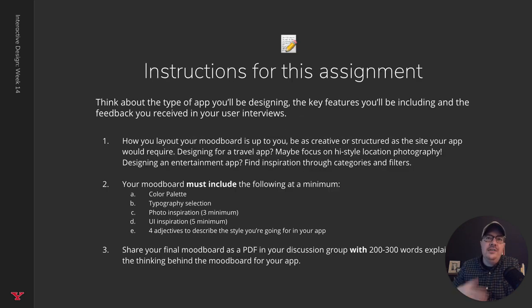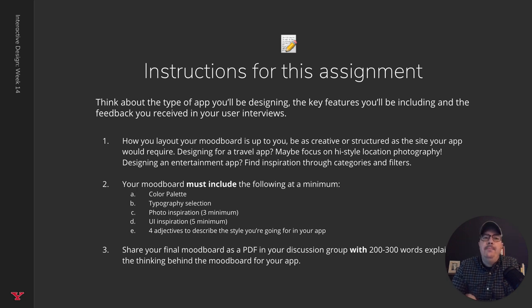So let's go over the assignment itself. Think about the type of app that you're going to be designing for. Think about those key features that you'll be including as a part of the feedback you received from your interviews. And that could influence the examples you choose for your UI inspiration, influence the photography that you choose, even the color palette, if you all got feedback on what types of colors or moods somebody would have as they experience your app.